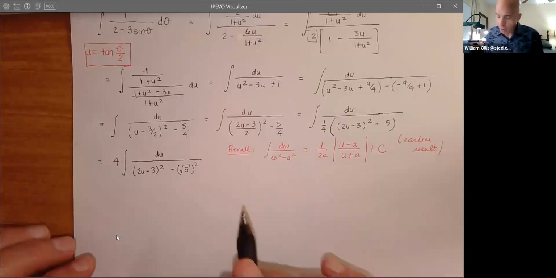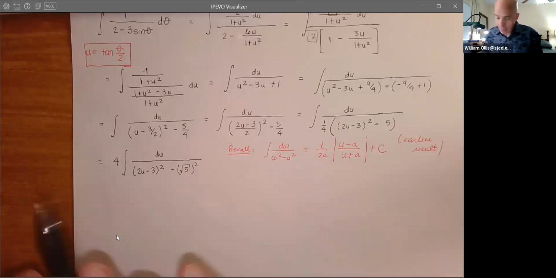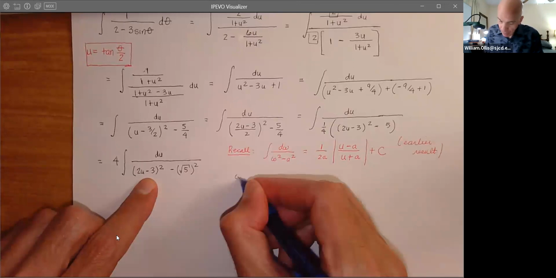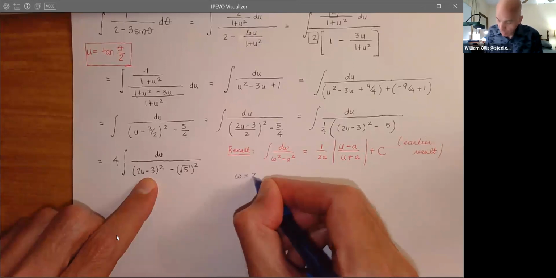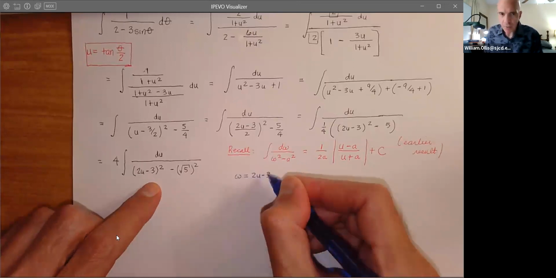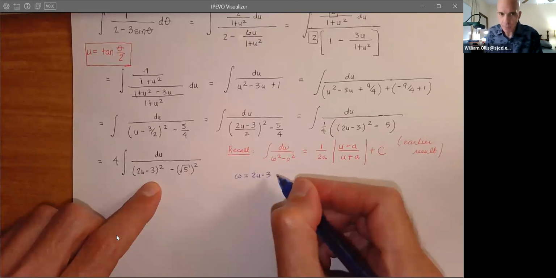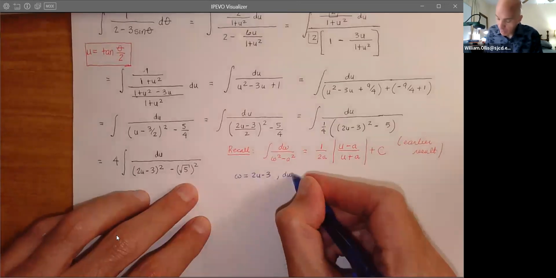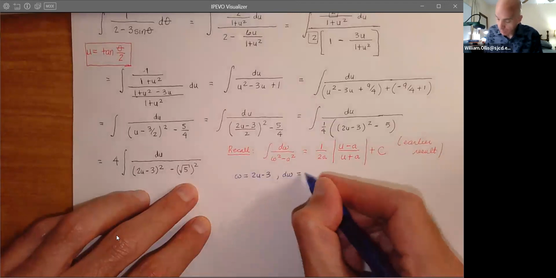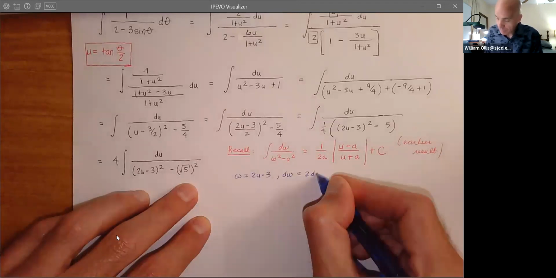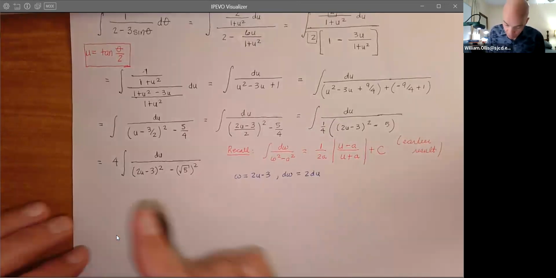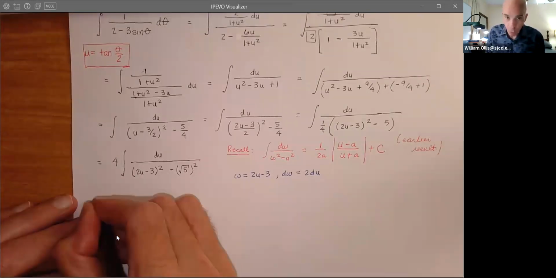But notice now we see that the w is just 2u minus 3. I rarely write all this down. I don't change everything to w. We just make it table ready. And dw, or d omega, is just 2 du. So we'll make this table ready and then use our formula.